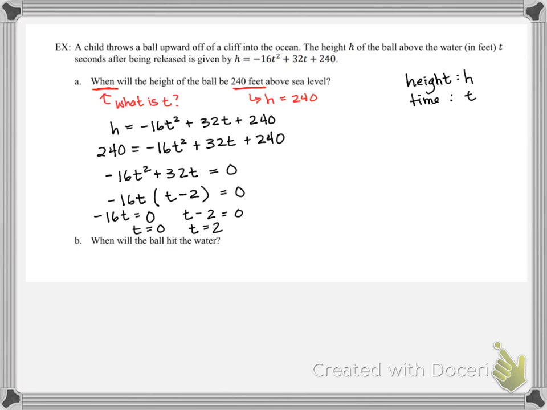Let me read it. And so like, here's your ocean, right? This is like a height of 0. And then there's a cliff, and this is 240 feet high. And so like the kid is standing on the cliff and throws the ball up in the air, and then it falls down into the water. Better go get that ball.